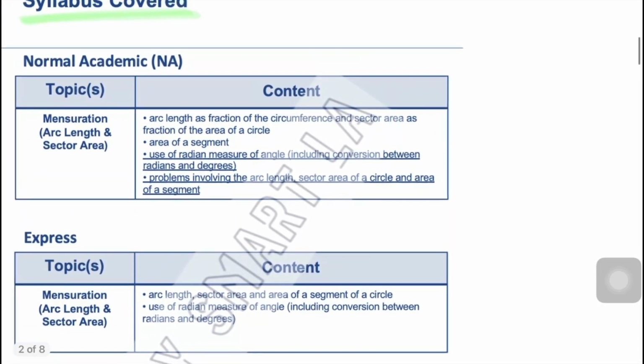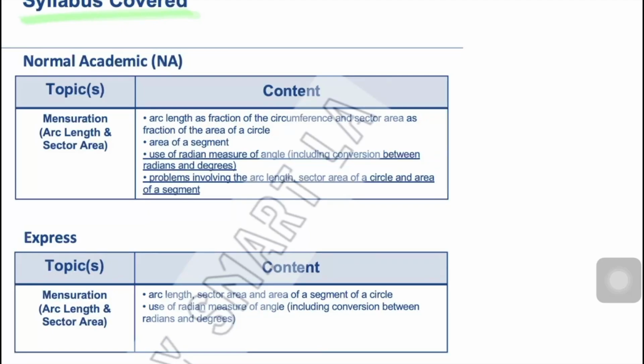Now, let's see what is covered under the scope of the underlined section for a bit. So the use of radian and conversion between radian and degrees. So that's one. If right now you're not too sure what these sentences actually mean, it's okay. When we reach those sections, I will mention it again, especially for those students who are in the NA level. So that's the conversion between radian and degrees.